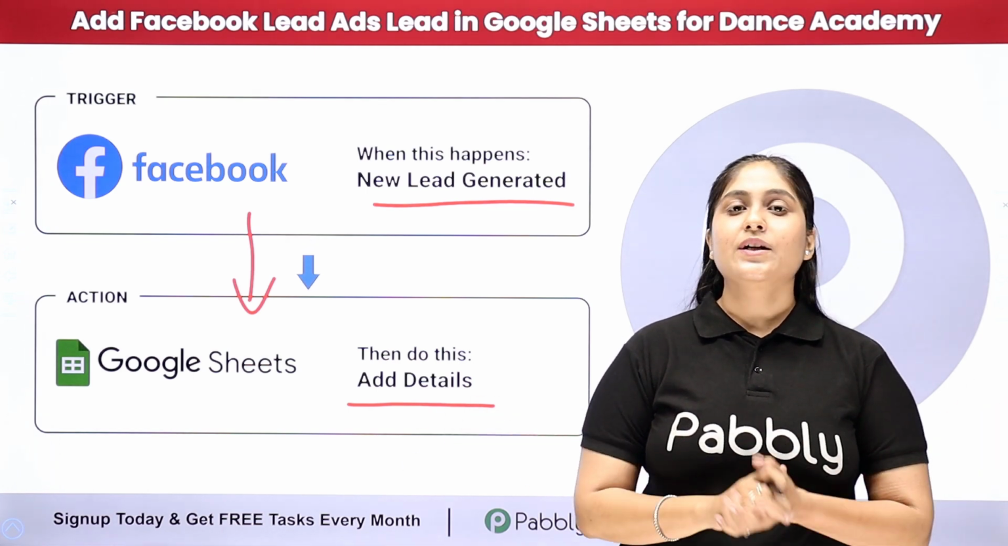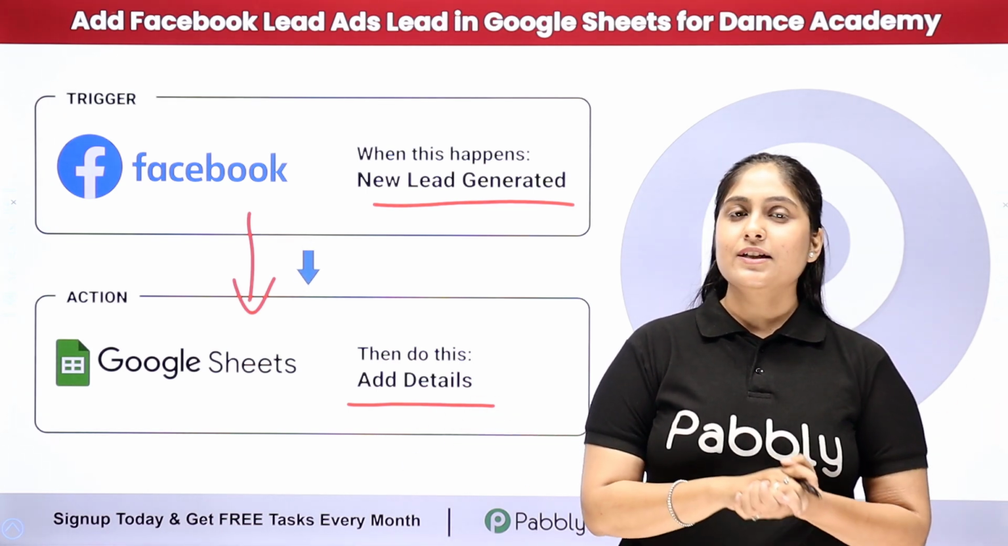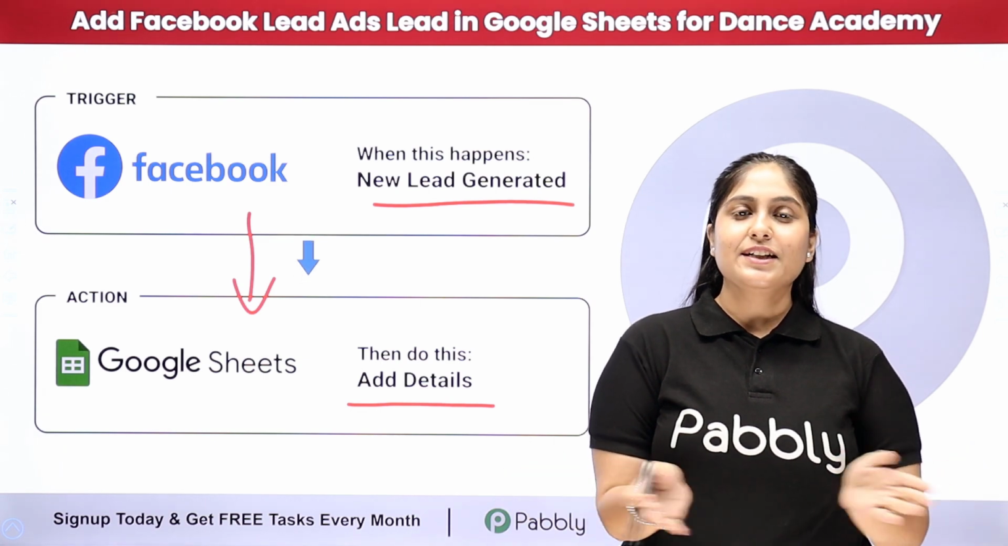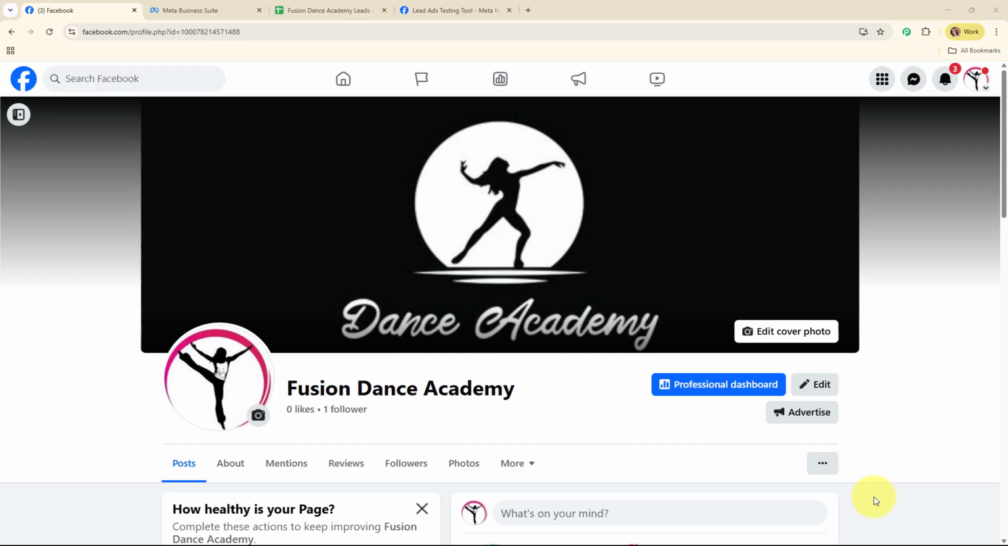So now, to see the working of this automation and to learn this process step by step, let me take you all to my screen. Welcome to my screen. In this video, I'll show you how to automatically add Facebook lead ads leads to Google Sheets for your Dance Academy. This will help you keep all the inquiries organized, save time and follow up with potential students more easily.